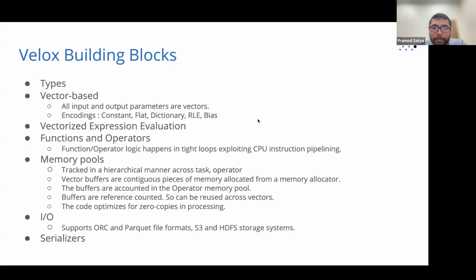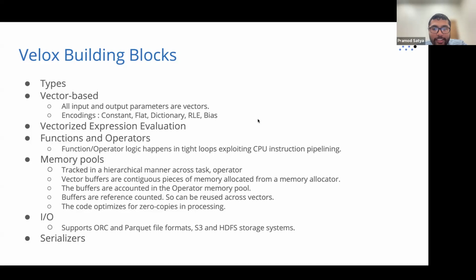So Velox is vector based. What it means is all the input and output parameters are vectors, and it supports different vector encodings like flat encoding, constant, dictionary encoding, and so on. Velox also has a fully vectorized expression evaluation engine. It provides APIs for developers to build custom functions, including aggregate functions. For scalar functions, Velox has a simple row by row interface and also a vectorized interface. And it also has implementations of common data processing operators like table scan, hash join, and so on.